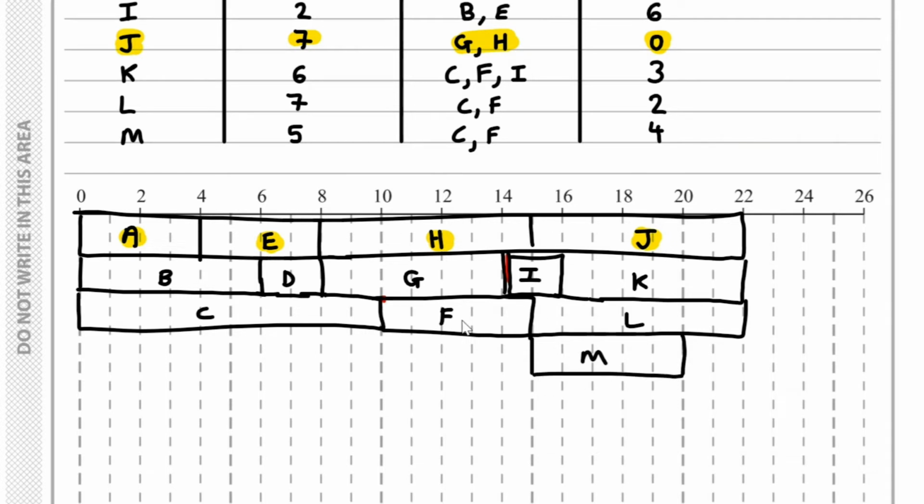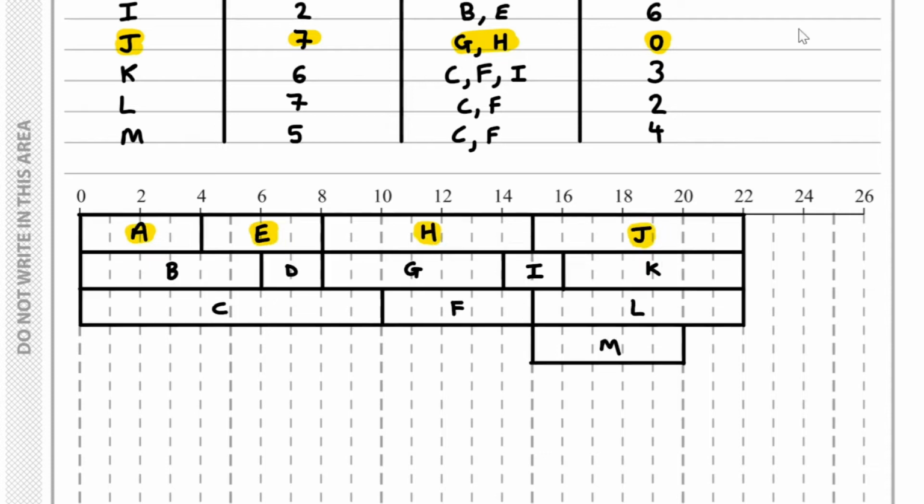So this is our completed Gantt chart. Let's complete this neatly. So here is our completed Gantt chart. It's completed neatly. It shows that we've got a minimum time of 22, and 4 workers are required for this project.